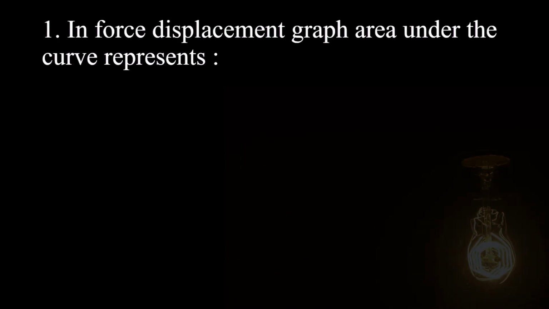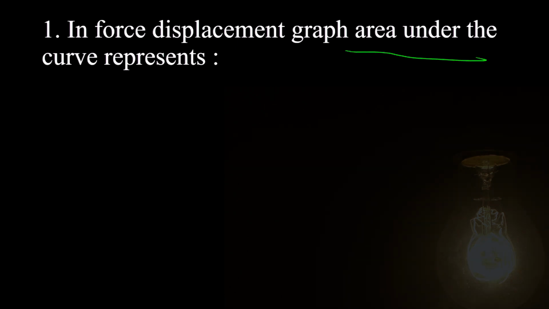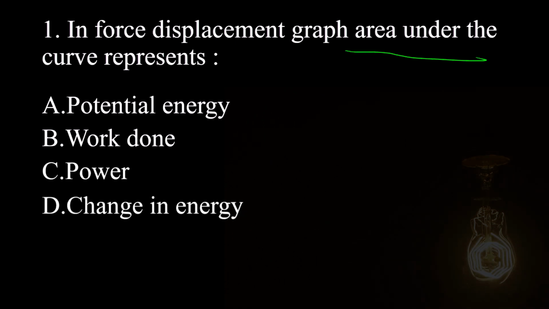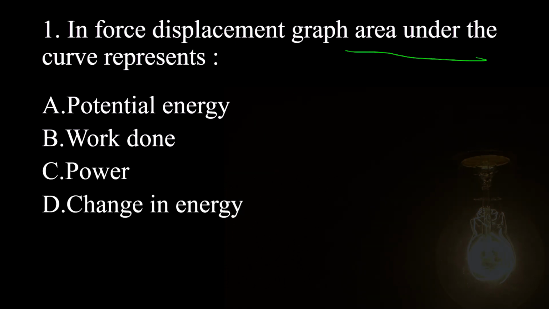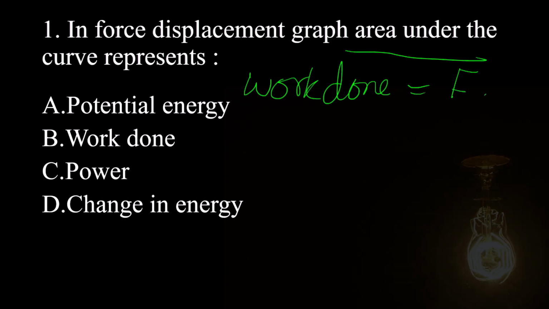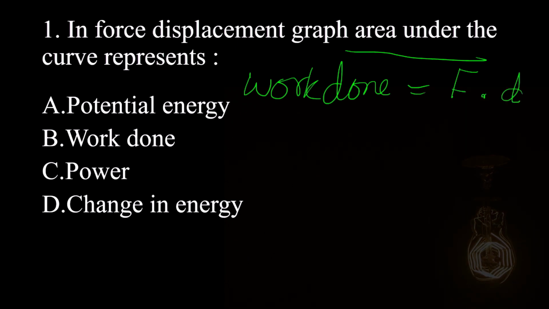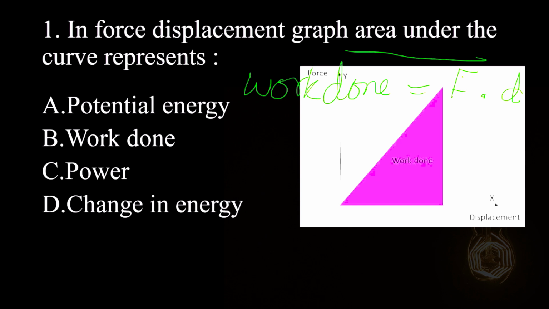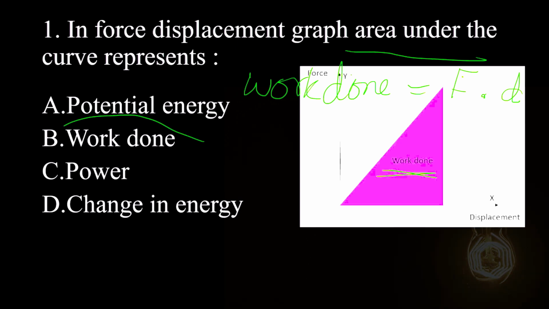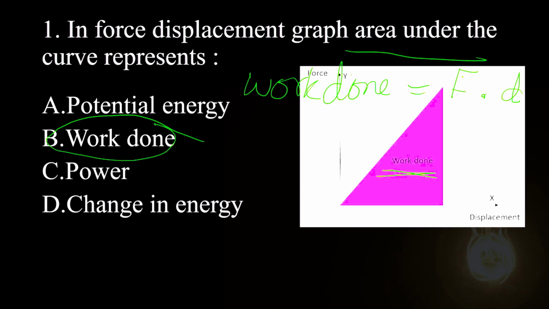In a force and displacement graph, the area under the curve represents. The options are potential energy, work done, power and change in energy. From the definition of work done, we can see that work done is equivalent to the dot product of force and displacement. So from this graph, it is clear that the area under the force and displacement curve shows work done. So the correct option is B, the work done.